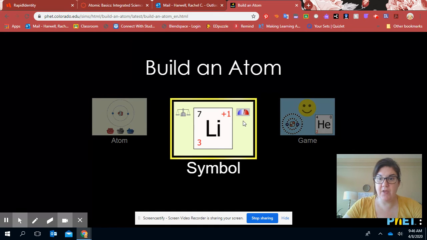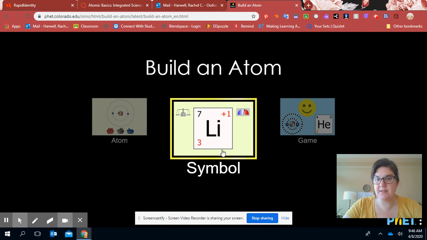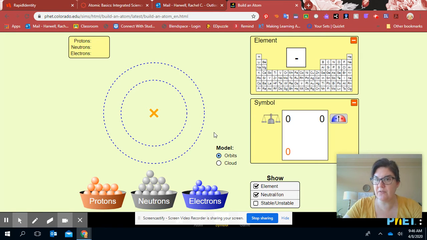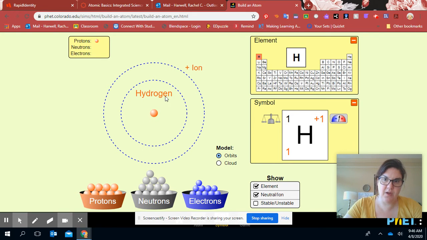Come back here, and then you can play around with the atomic symbol. So when you're looking at the periodic table, this is the part we really didn't get into in that very first lesson. The atomic number is what's going to be on the top. The atomic mass is what's going to be down at the bottom. So again, I'm going to build, let's say, 1 proton, 1 electron, 1 neutron, okay?